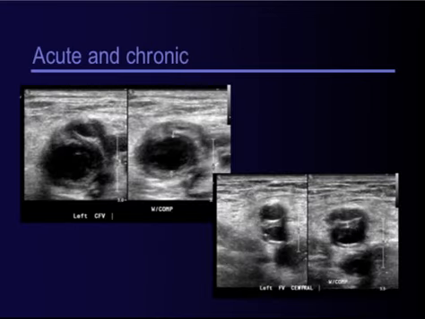Here's an example of acute and chronic. You can see that the vein is much larger than the artery. It is distended, it does not compress, and there is some hypoechoic material within the vessel lumen. But in addition, the vein walls are thickened, limiting compression somewhat, and are echogenic. So this is a patient with chronic changes from prior thrombosis who also acutely thrombosed.